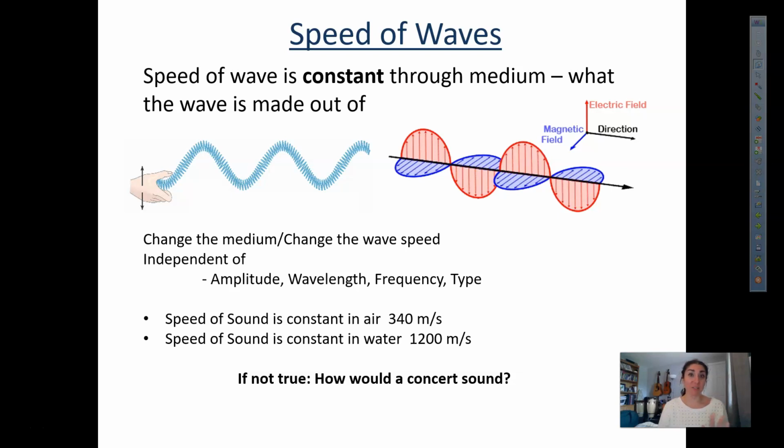Yeah, and you guys are probably like, this is a crazy person. But the point is true, though. You change what the air is made out of, it changes the speed of sound. So you can't change it by being louder, the amplitude, by the pitch, which is related to frequency and wavelength, or the type of wave.